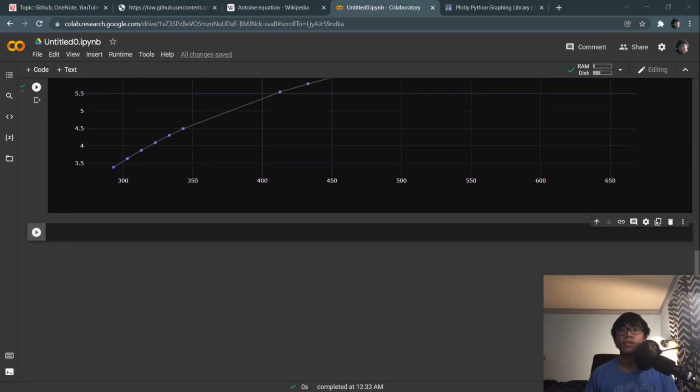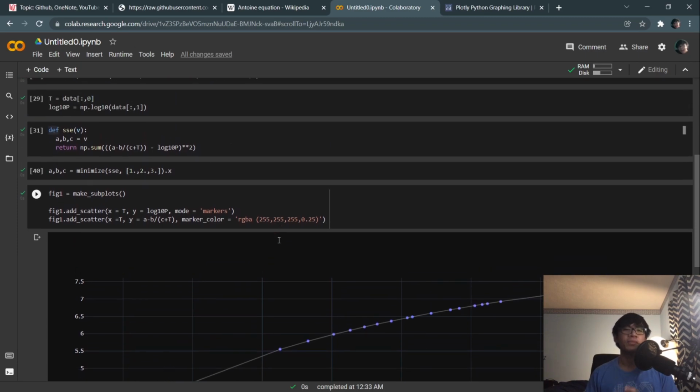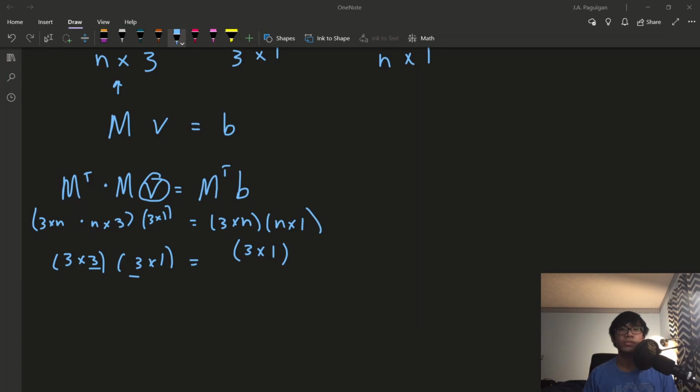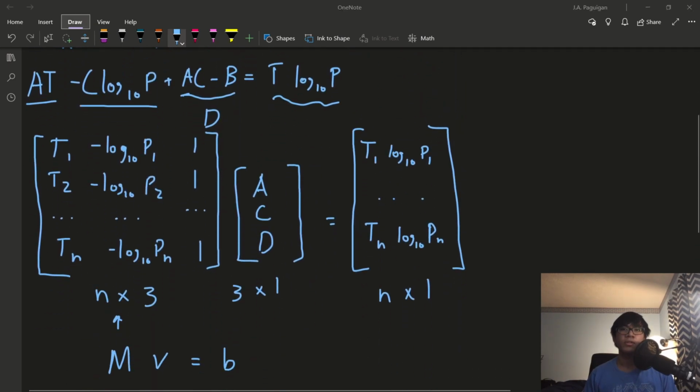Okay, so we have our graph. What do we need to do next? So going back to our little equations over here, we need to multiply the transpose against our matrix and also multiply the transpose for our design matrix against the vector on the right hand side, which is full of what we know, our temperature and log base 10 of our pressure.